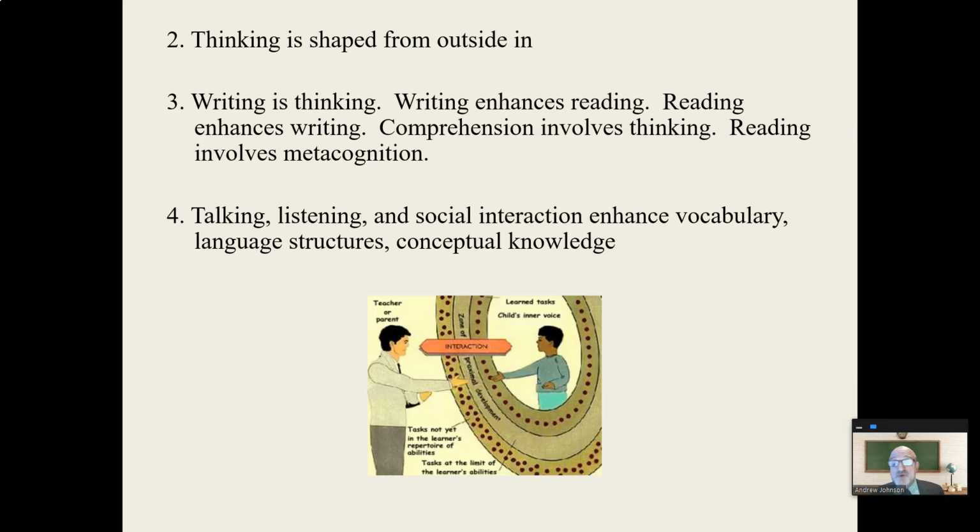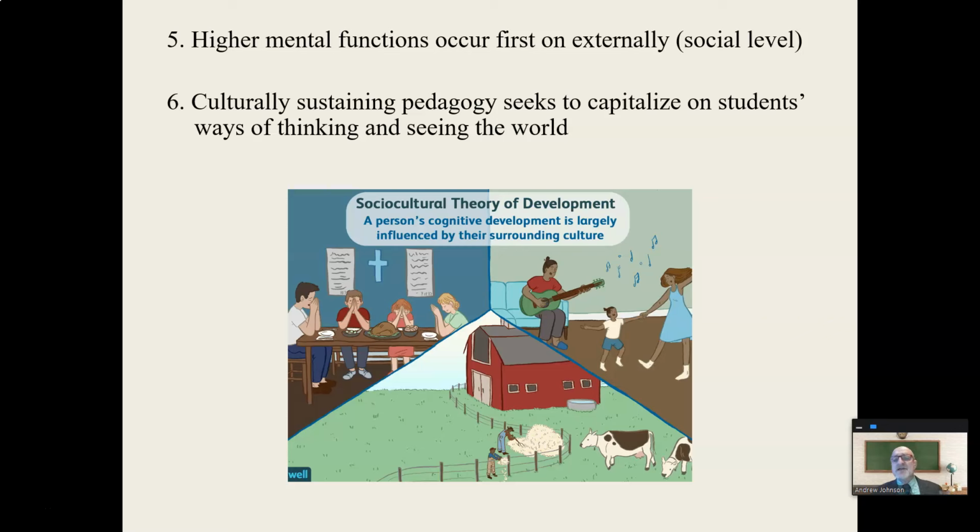Talking, listening, social interaction, all these things research has shown to enhance vocabulary, language structures, conceptual knowledge, and ultimately the ability to read and write. Higher mental functions, again, happen on the external level first, the level of society, the social level, and gradually become internalized. This is sociocultural theory of development. We are influenced by the thinking that goes on around us.